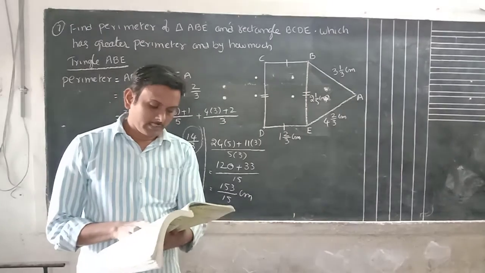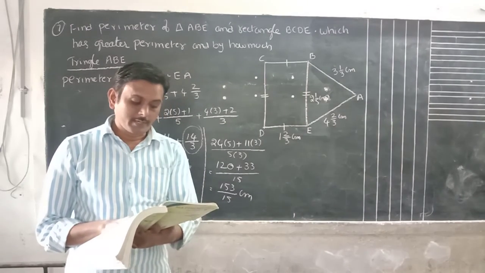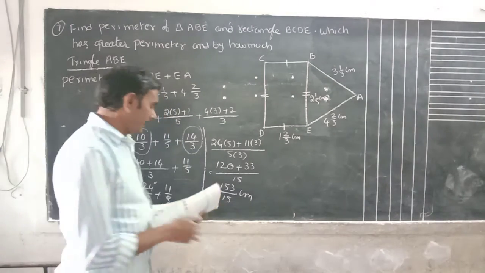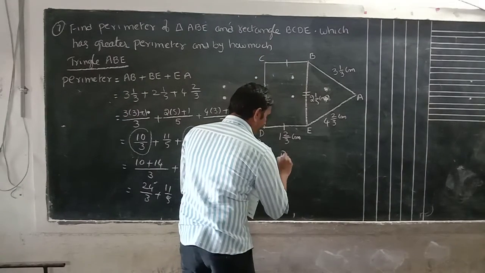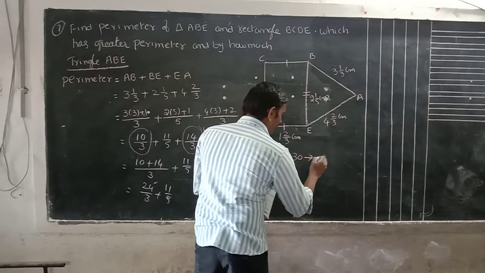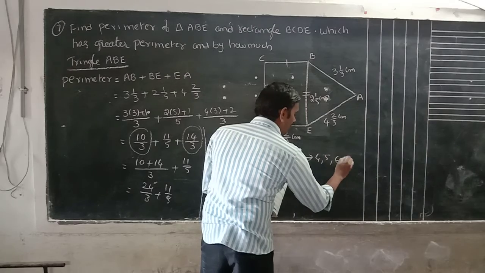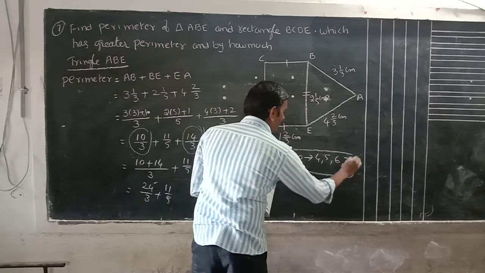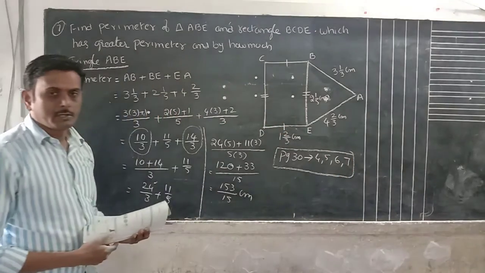Okay, what is the work today? We have to complete 4, 5, 6, 7 sums. Page number 30. 4, 5, 6, 7 sums complete yourself. Okay, 7 try yourself. Okay, if you did not get me, I will explain.